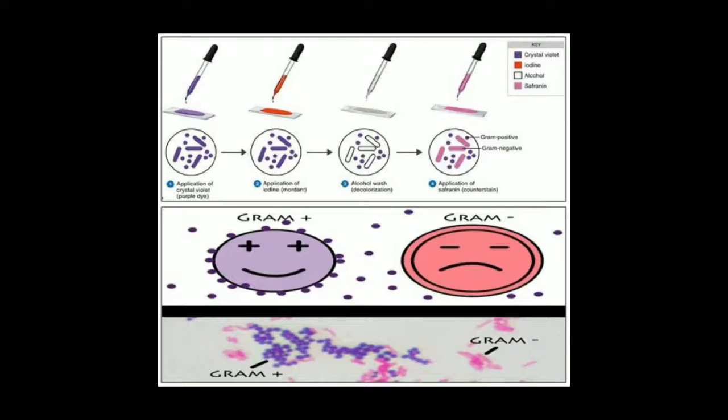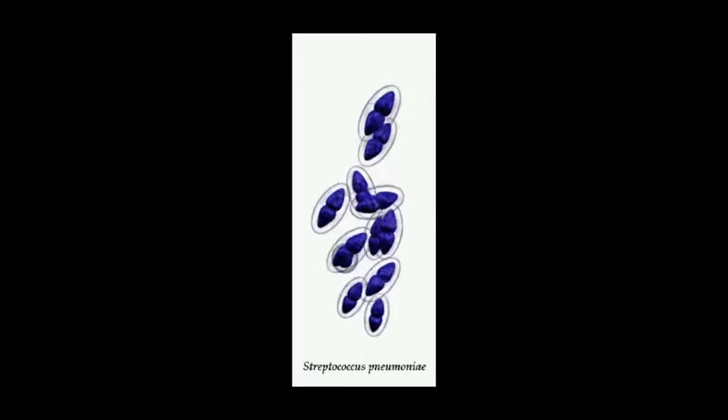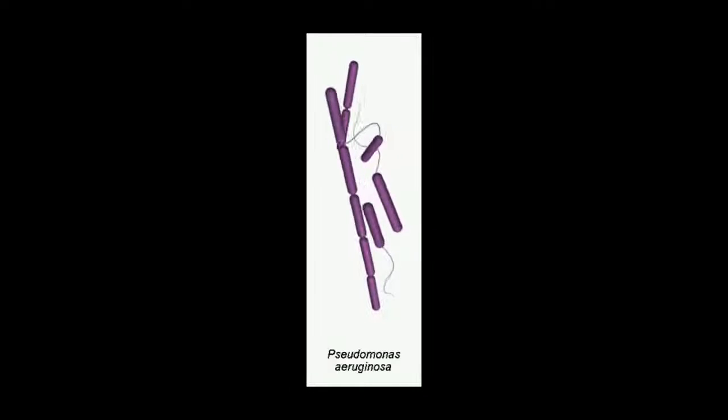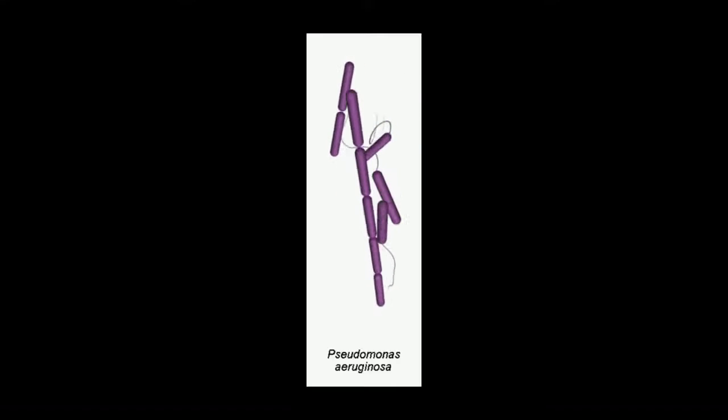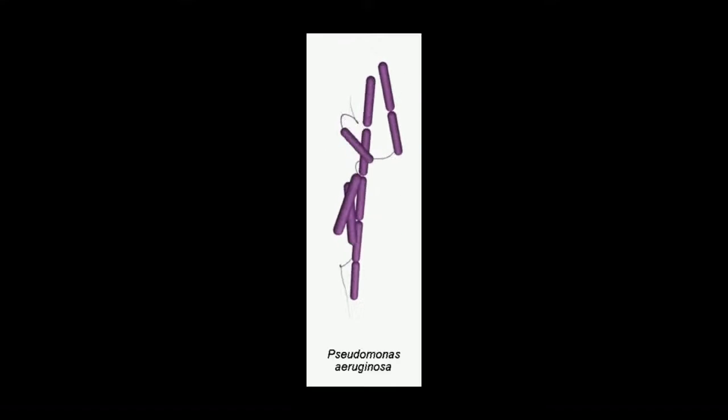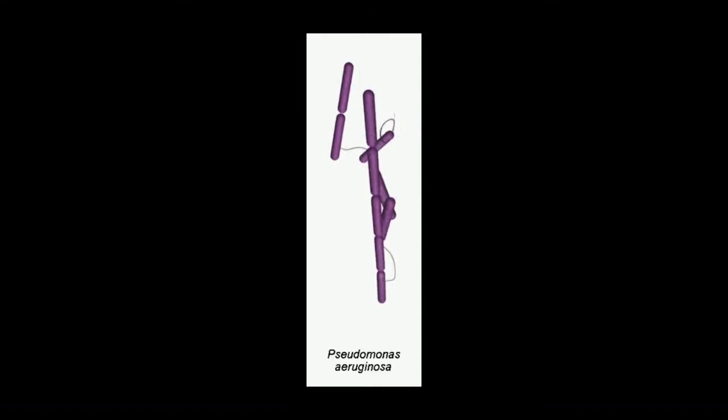The gram stain separates bacteria into two groups. One, gram-positive microorganisms, which retain the primary dye crystal violet, and number two, gram-negative microorganisms, which take the color of the counterstain safranin.